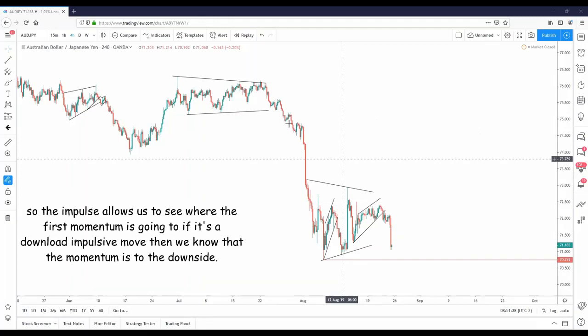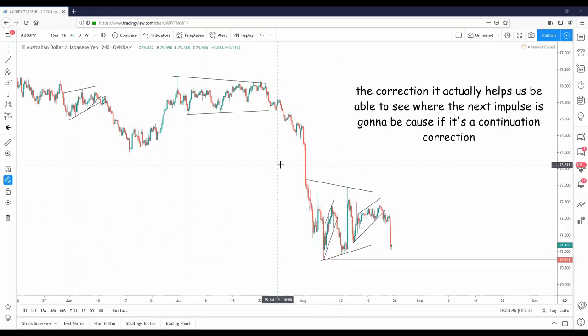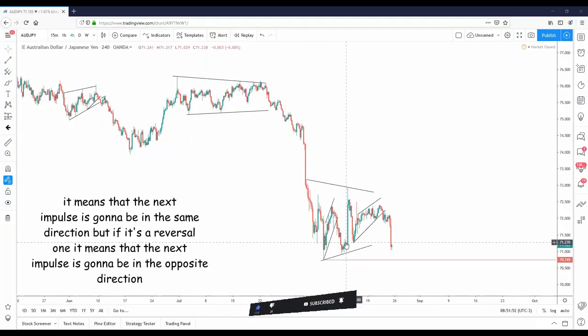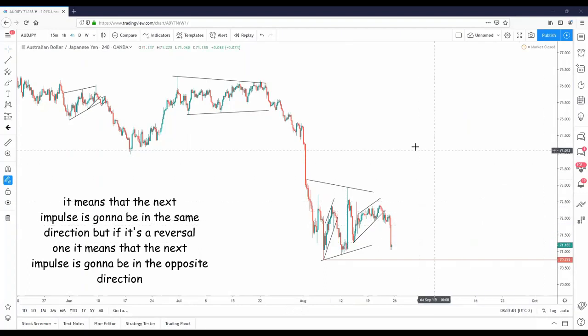So the impulse allows us to see where the first momentum is going to. If it's a downward impulsive move, then we know that the momentum is to the downside. The correction actually helps us see where the next impulse is going to be. Because if it's a continuation correction, it means that the next impulse is going to be in the same direction. But if it's a reversal one, it means that the next impulse is going to be in the opposite direction.